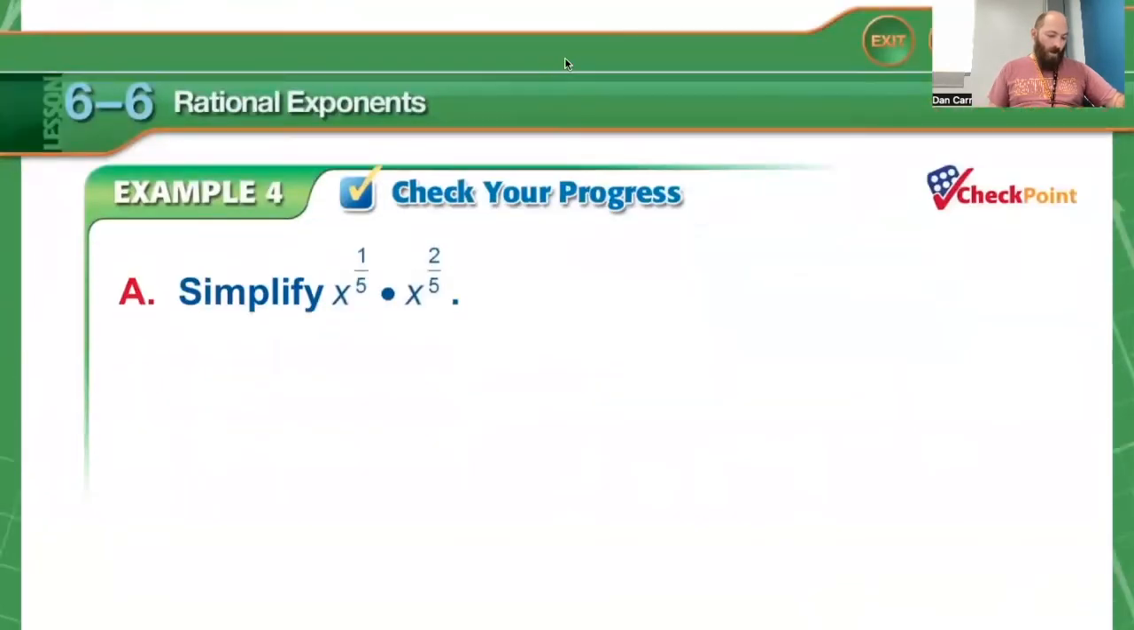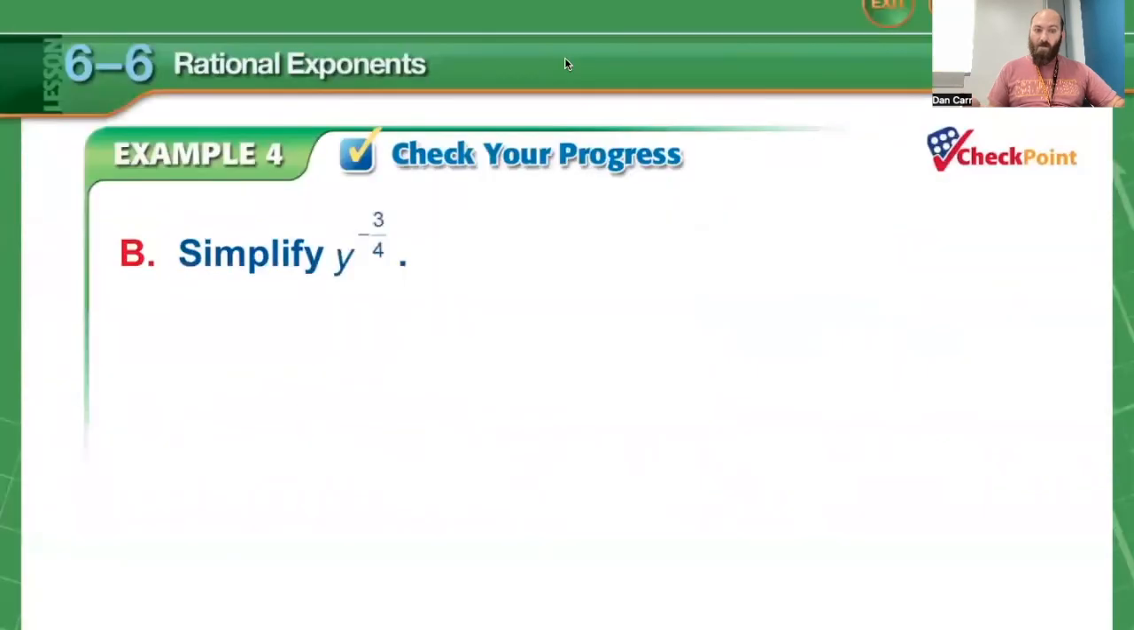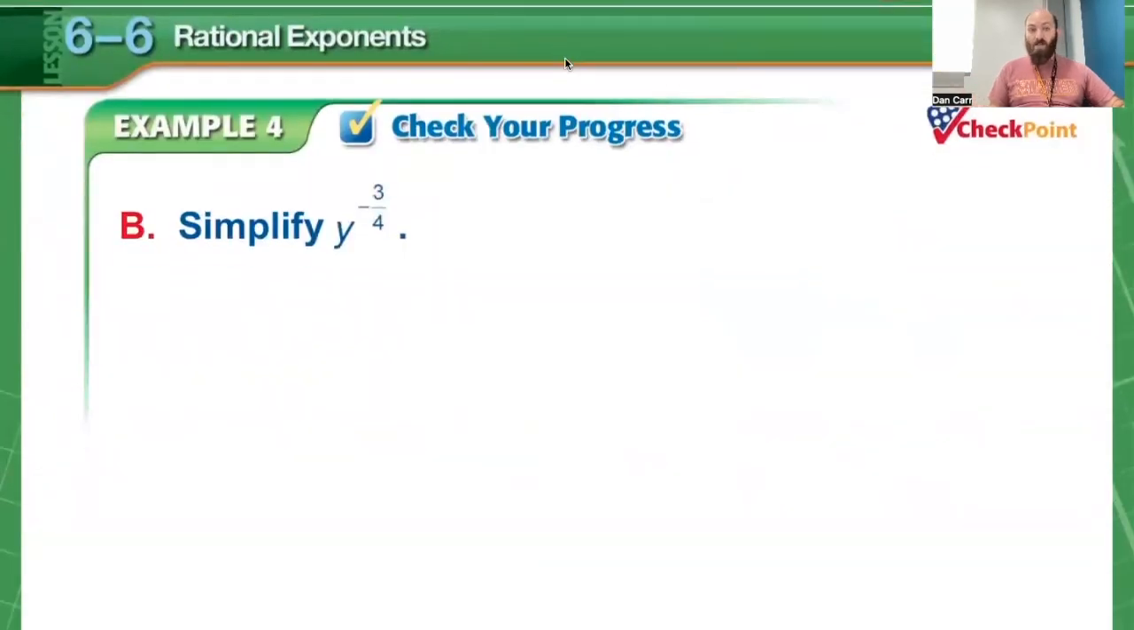Okay, this is another one you can try on your own, so feel free to pause it and give that a shot. And then you can pause that one and give that one a shot as well. And that is actually it for today. So again, we're dealing with rational exponents, which means we're also dealing with a lot of those exponent properties that we've done in the past.